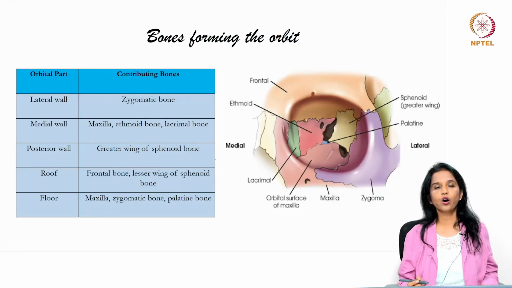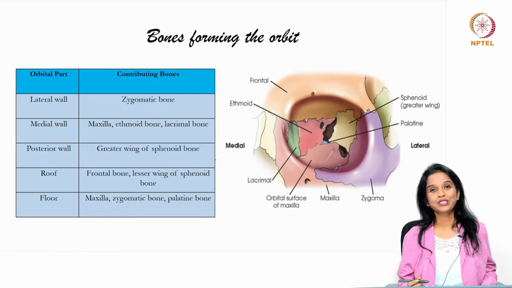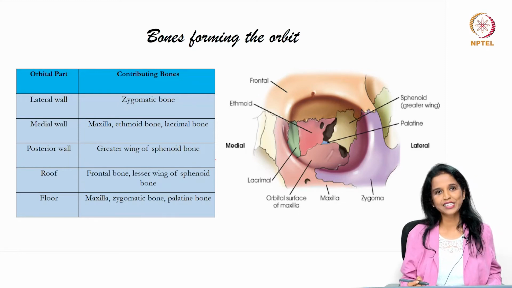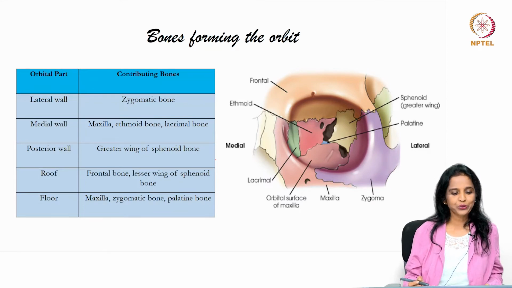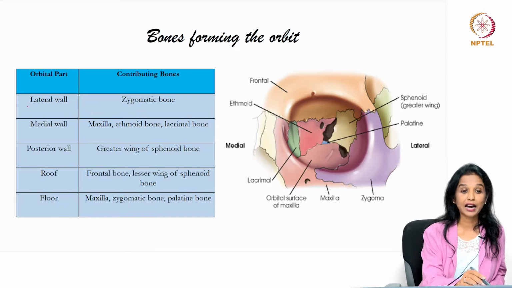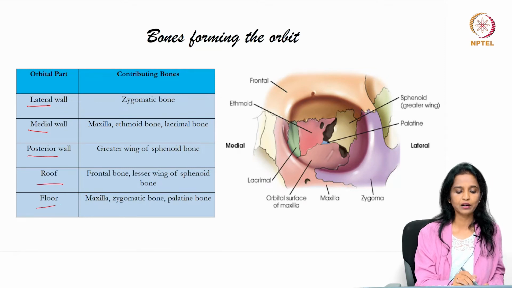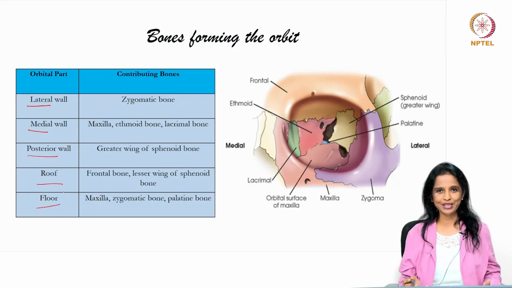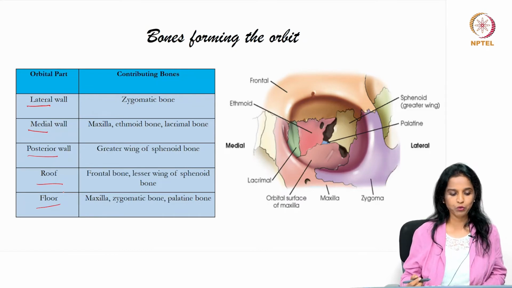And now we go on to quickly look into the main area, the orbit, which contains the most important sense organ, that is your eyes, which is responsible for vision. So we have the orbit made of a lateral wall, a medial wall, a posterior wall, a roof and a floor. We are already familiar with parts of the orbit because we have touched upon other bones as well.